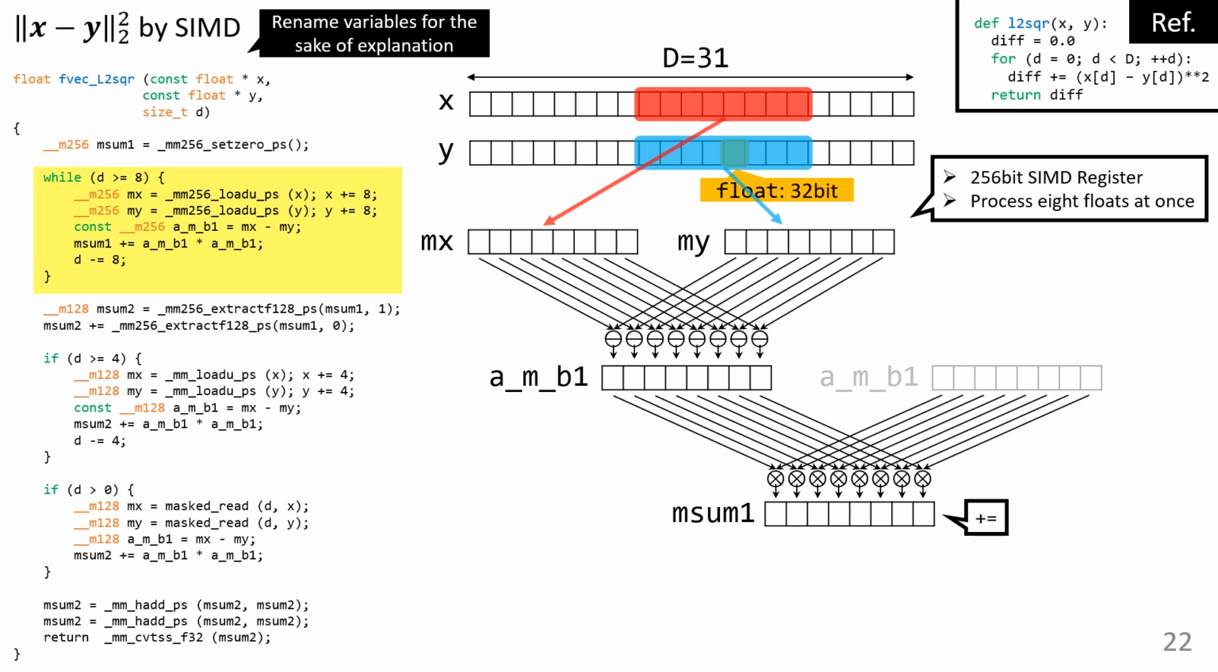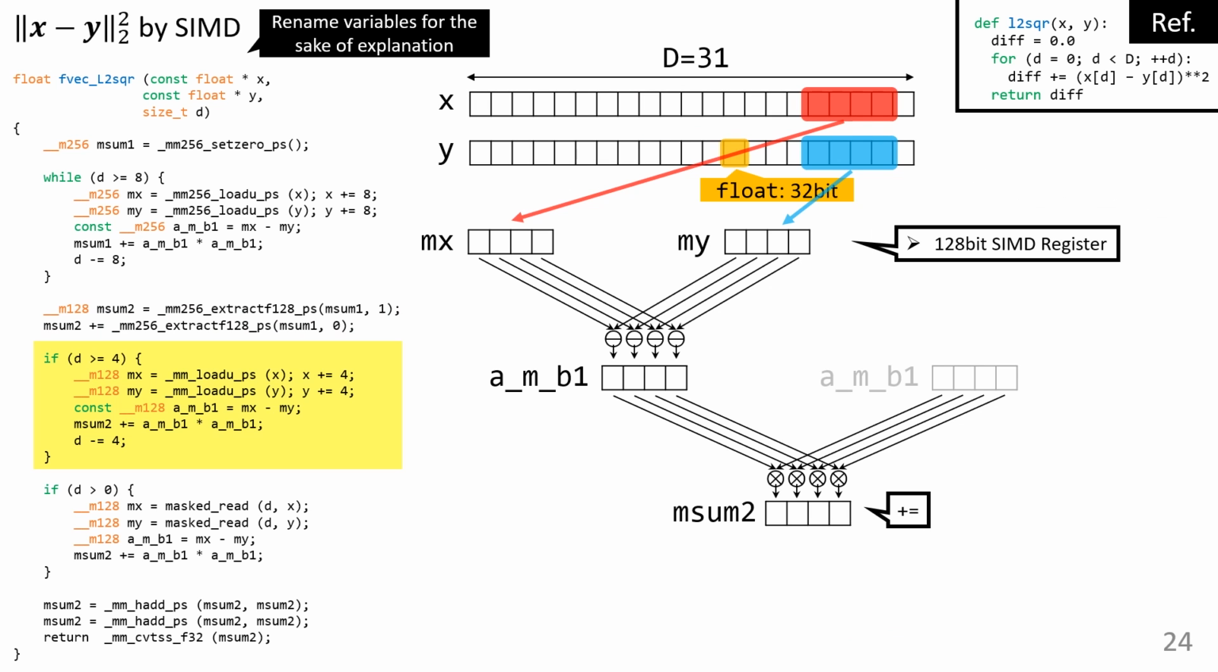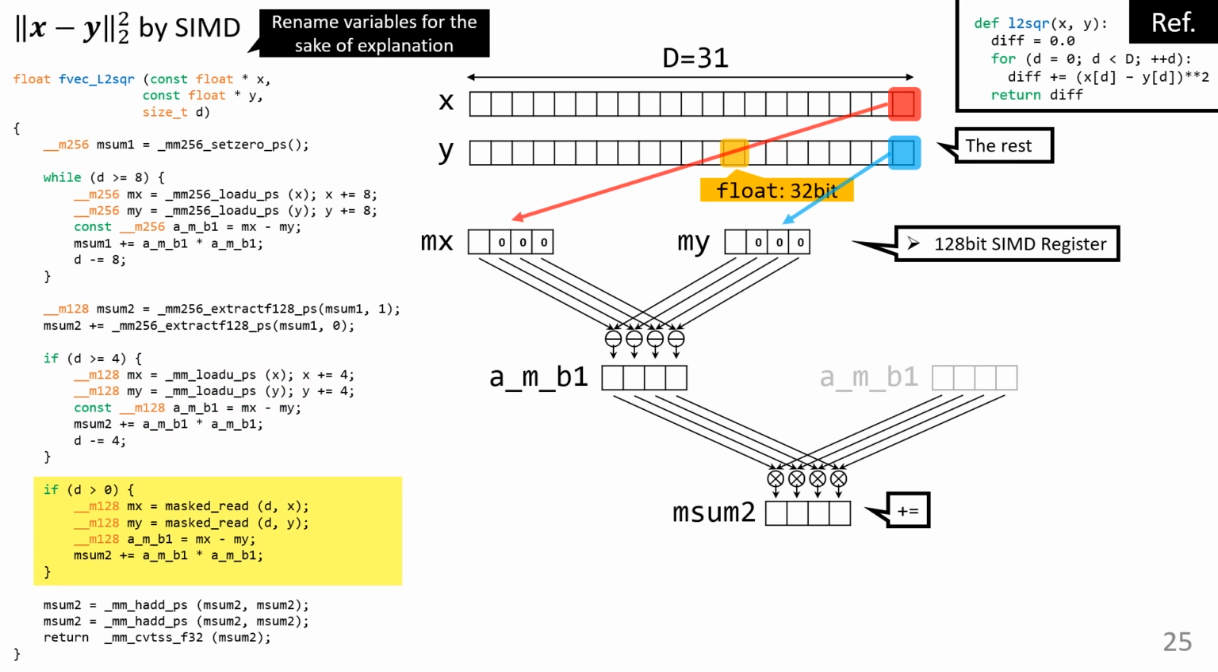Okay. Then here, there are no 8 elements left, so they take the sum of the first 4 elements and the last 4 elements. Then they store them in a 128-bit SIMD register. Okay. Then in this part, they do the same thing for the 128-bit SIMD register, like here. So everything is just 4 elements. Okay. Then finally, the last part. For the rest, they pad 0 here, 0 here, then do the same thing. Okay. So finally, sum them all, then we can get the result. Okay, so this is a SIMD implementation of Euclidean square distance.